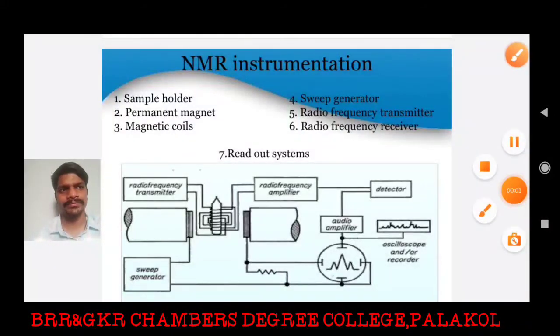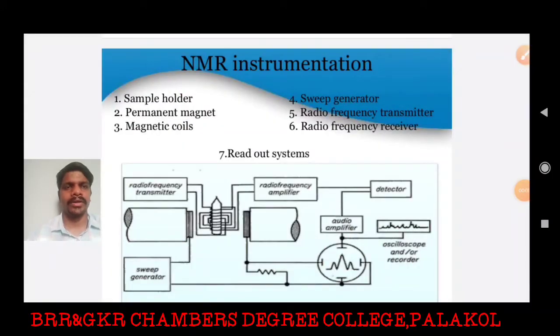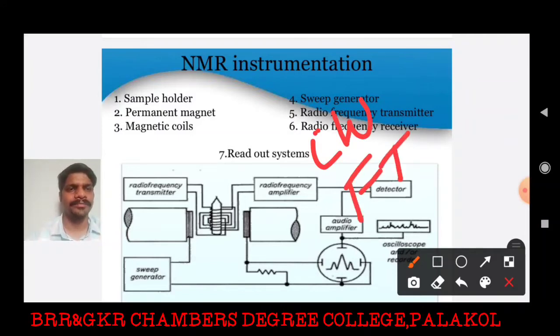Good morning, students. In this video session, we are going to discuss NMR instrumentation. Basically, we have two types of NMR instruments. One is CW NMR and the second one is FT NMR. So these are the two instruments. By using these two instruments, you can determine the NMR spectrums. Let us discuss CW NMR and FT NMR.